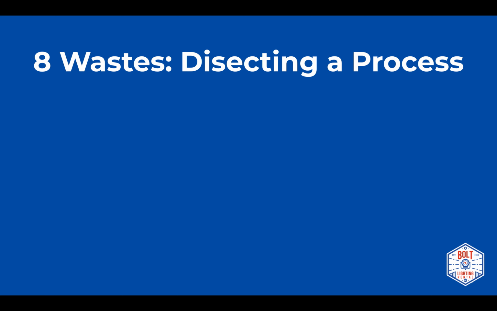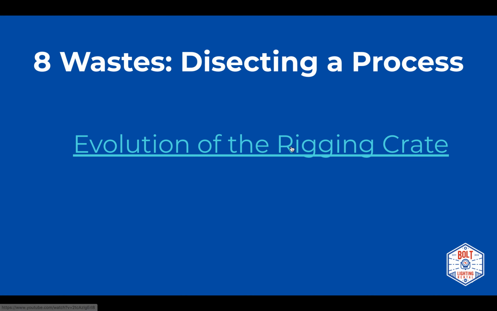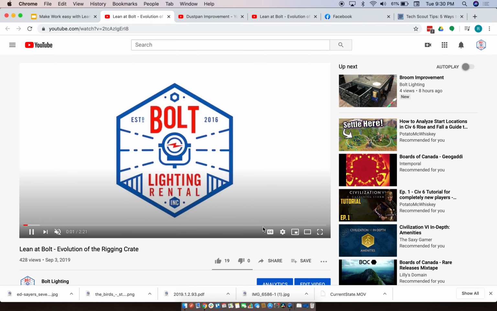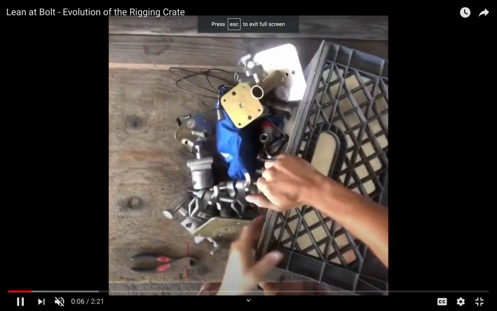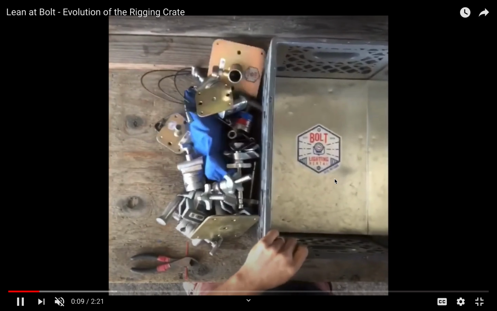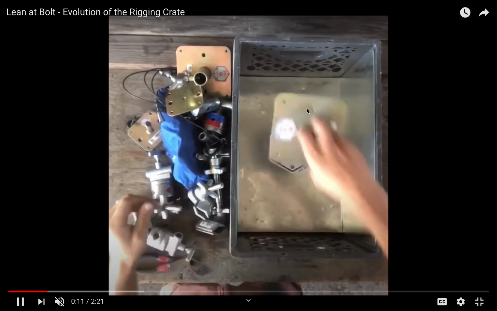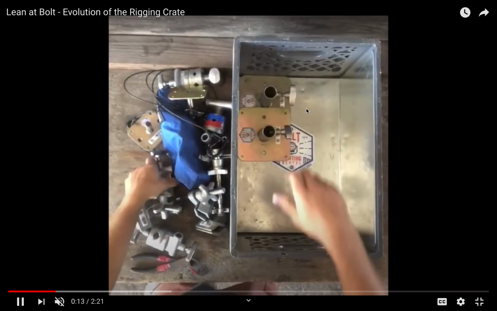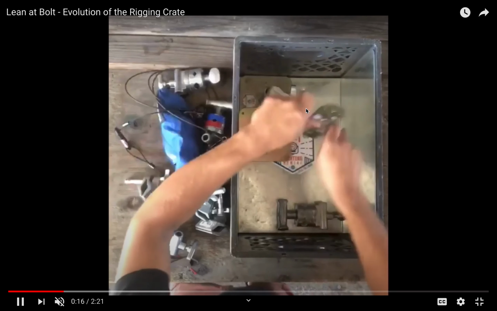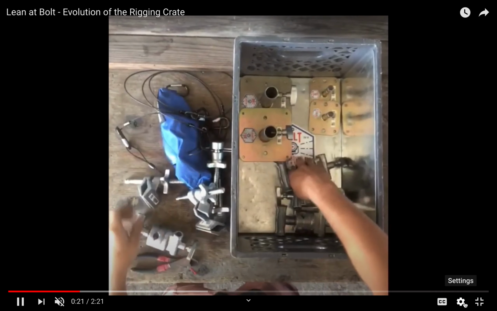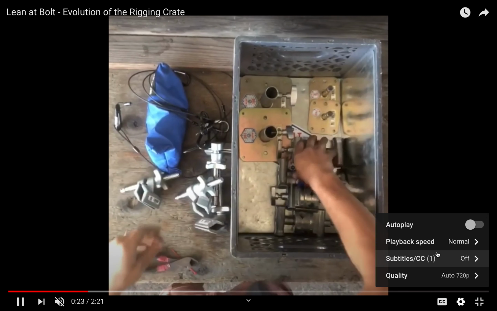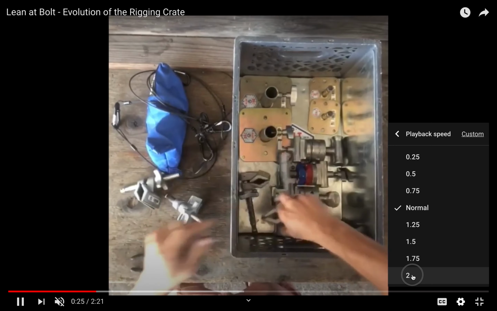Next we're just going to dissect one of the rigging crate processes a little bit more, just so I can show you the wastes that were involved in this. So, mostly it's excess motion. I would say, excess motion is dumping the crate out. That's definitely a non-value added step. And then we're going to watch this on 2x speed because there's no need to dwell on it.